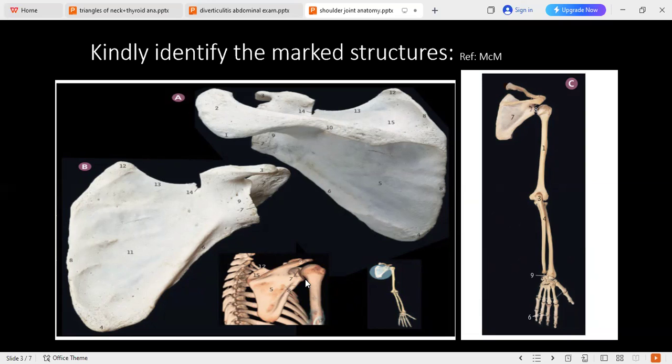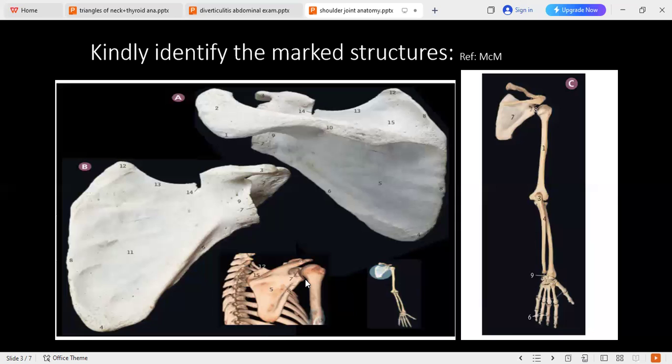Please tell me what are the structures which are attached to the coracoid process, both ligaments and muscles. In muscles, origin of the short head of the biceps brachii and coracobrachialis, and insertion of the pectoralis minor muscle. The ligaments include the coracoacromial ligament, coracohumeral ligament, and coracoclavicular ligament. It includes the trapezoid ligament and conoid ligament. Very good.